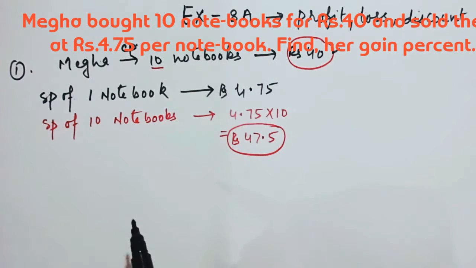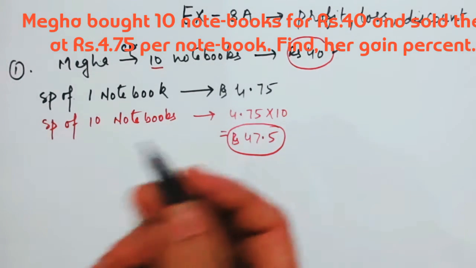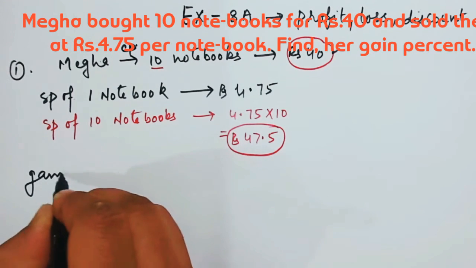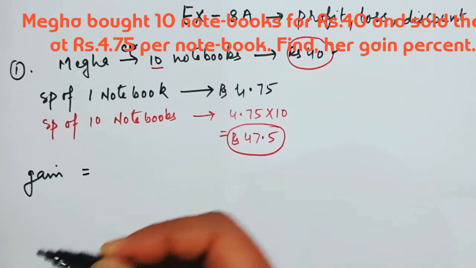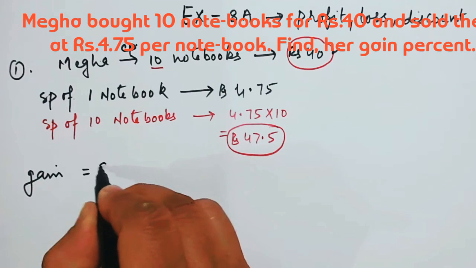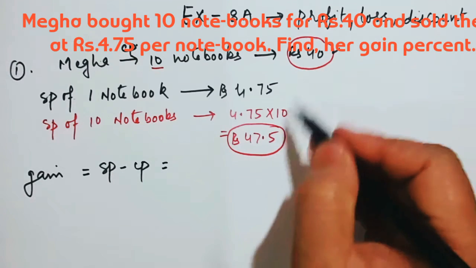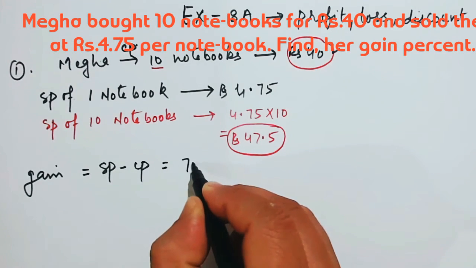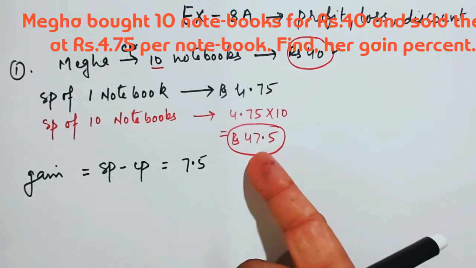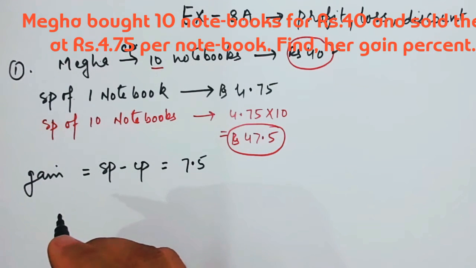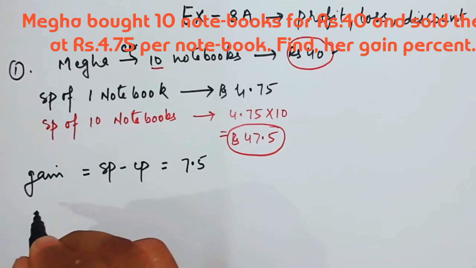So what do you think? Are you going to gain something? Why should you gain? Megha will gain. So gain, or you can say profit, is equal to selling price minus cost price, and when you subtract these two, you get 7.5. Now, what are they asking us? Find the gain percent.